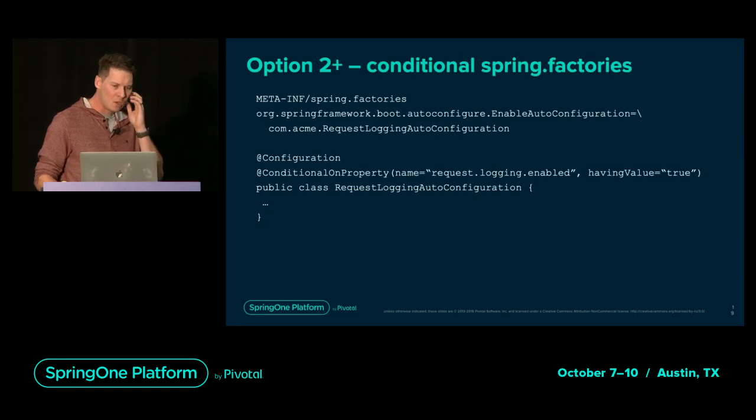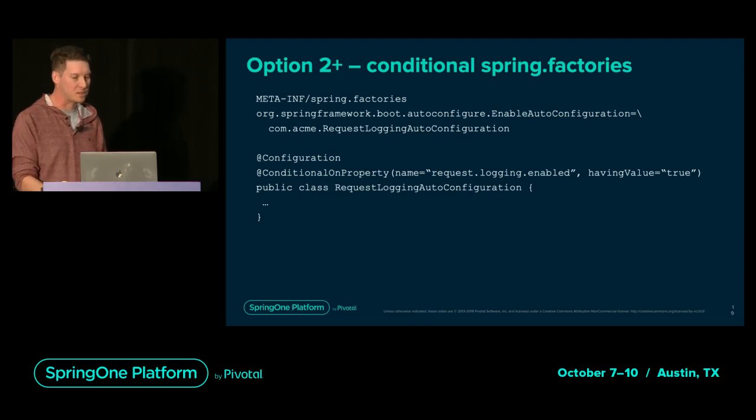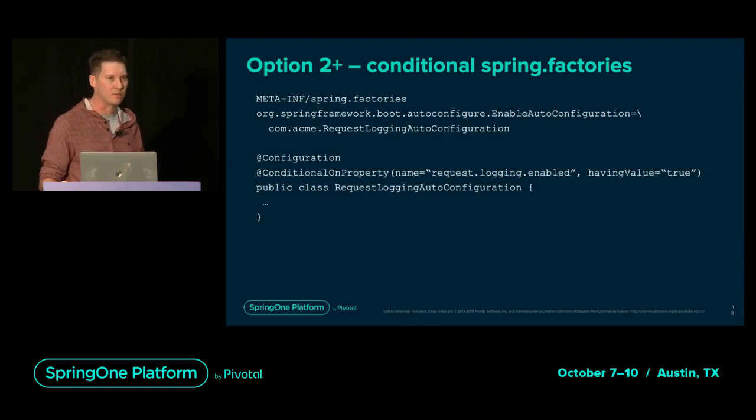One minor tweak to this is we're going to add a conditional annotation. As you can see on our auto configuration, we've applied a ConditionalOnProperty. This tells Spring that when you are deciding whether or not to execute this configuration, please inspect the Spring environment to see if this property is set. In this case, we set that request logging enabled must have a value of true. So if for any reason it's set to false, it'll skip this and your functionality just won't be applied.